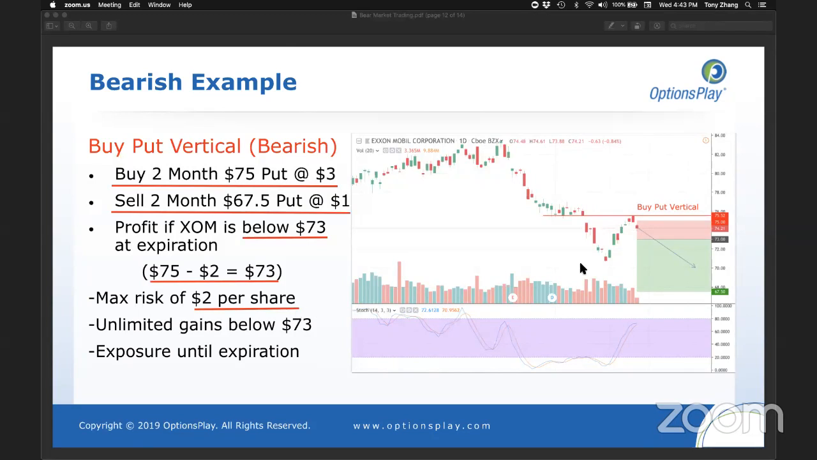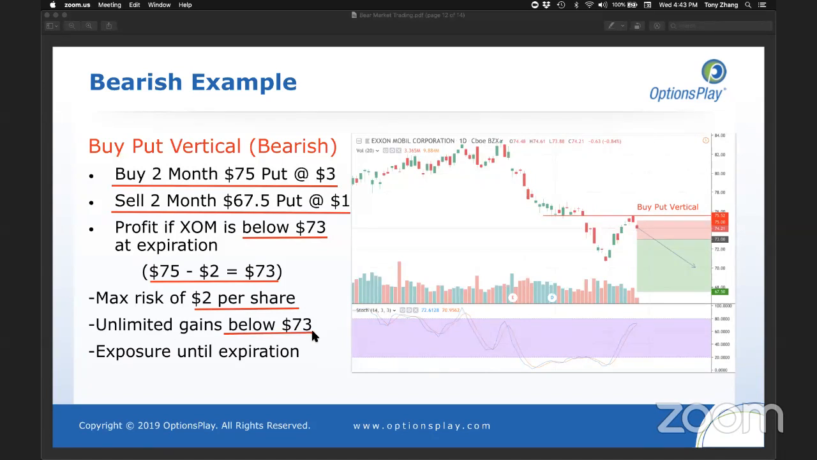So this really is one of the most efficient ways to take a bearish view on an underlying stock, because it allows you to express your bearish views with a smaller amount of risk and a greater chance of making money on the trade, because the stock doesn't need to move as far for you to make money. And you have unlimited gains as long as the stock is below $73, similar to shorting a stock.